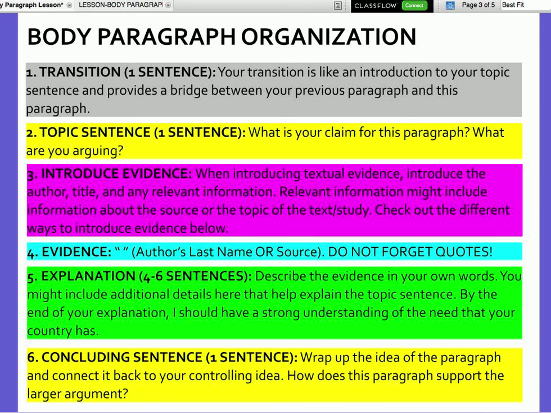So we're going to now write our explanation. Our explanation needs to be 4 to 6 sentences long. It should not be 2 to 3 sentences. It should be 4 to 6 sentences.